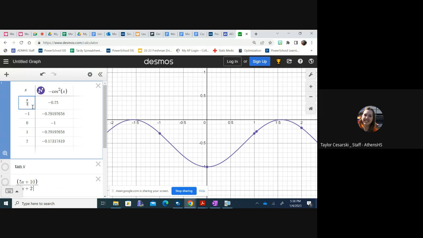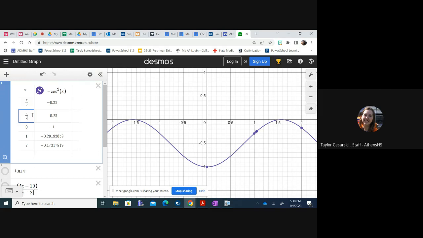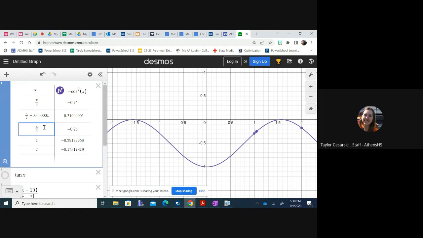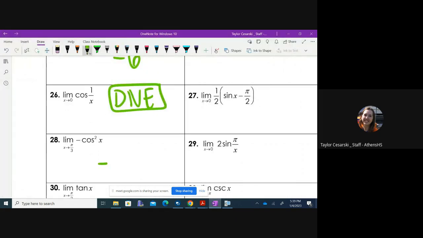So you can define it at that -0.25, but let's look at it as well as a little bit bigger and a little bit smaller. Notice in both those cases, it's getting closer and closer to that -0.25.